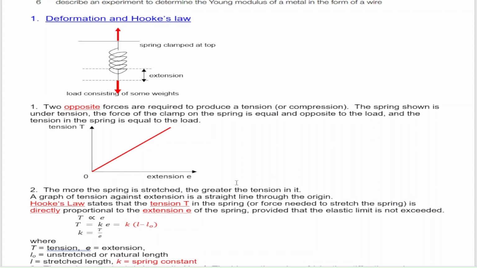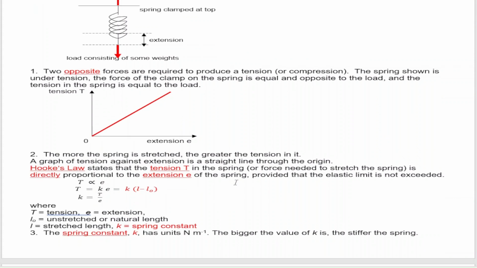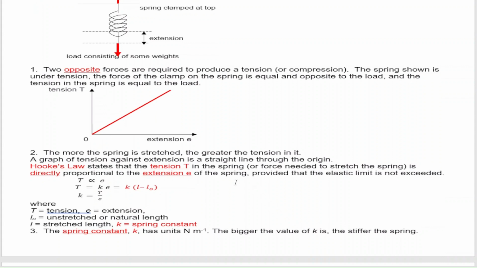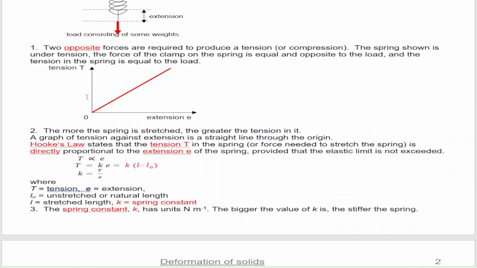Deformation of solids. If you remember from your IGCSE syllabus, we did Hooke's law. Hooke's law states that the tension is directly proportional to the extension, provided the elastic limit is not exceeded. So we could have a tension or we could have a compression as well. So that could be an extension or a compression. And the force versus extension graph is a straight line which passes through the origin, meaning that the force is directly proportional to the extension.